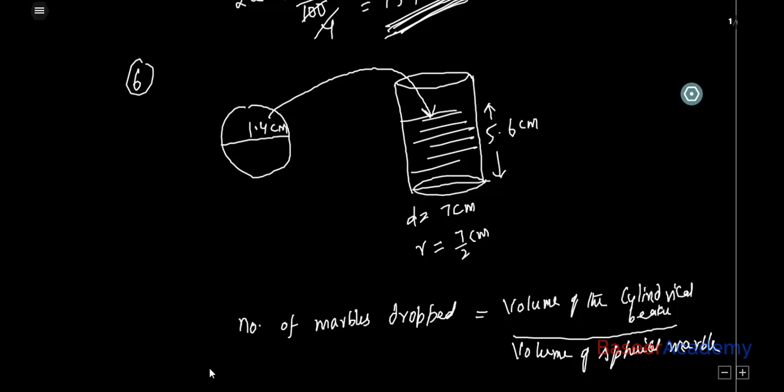This is quite simple. Number of marbles that were dropped we can find out by using this. We have to divide the volume of this cylindrical beaker by the volume of spherical marble. Volume of cylinder is pi r square h. You know the value of r, you know the value of h. H is 5.6. Volume of spherical marble is given by the formula 4 by 3 pi r cube. You know that the diameter is 1.4, so the radius is 0.7. Substitute the values and find out the number of marbles that were dropped in this cylindrical beaker.